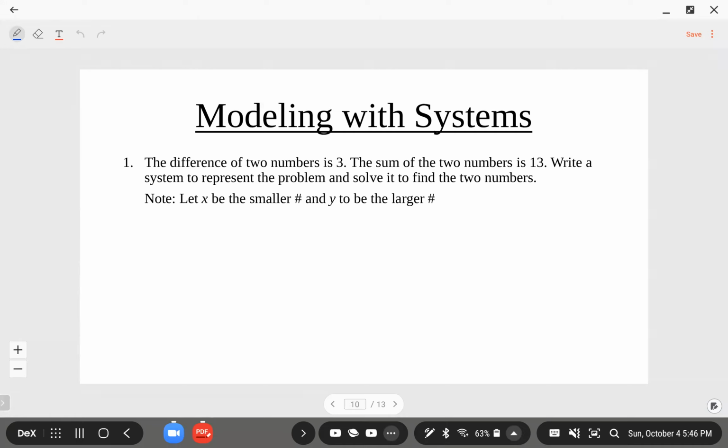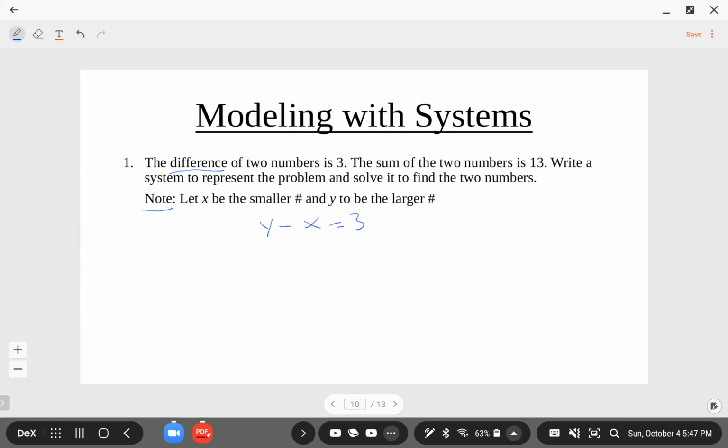No one's going to give you the actual equations. No one has time for that. So I'm going to give you a problem. The difference of two numbers is 3. I gave you a hint right here. Let x be the smaller number, so we have two variables, x and y. Y is going to be the larger number. So since y is the larger number, y minus x equals 3, because we're given that the difference of those two numbers is 3.